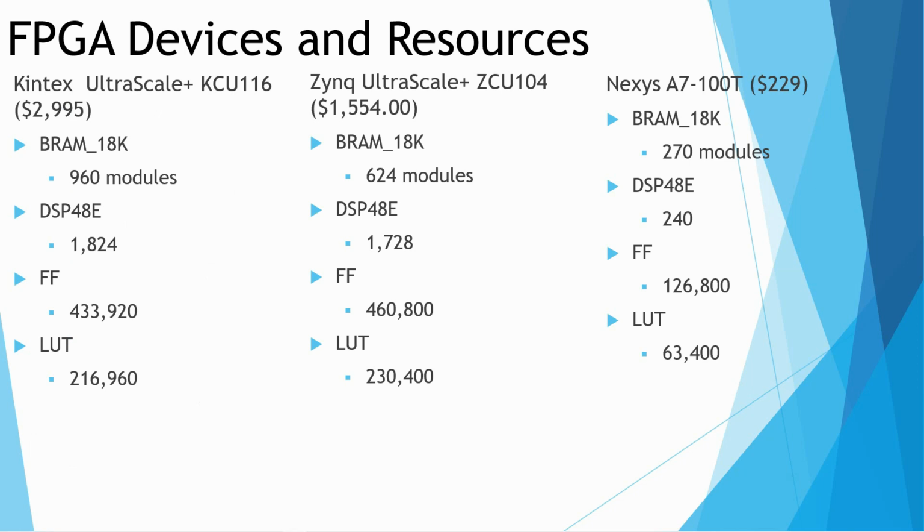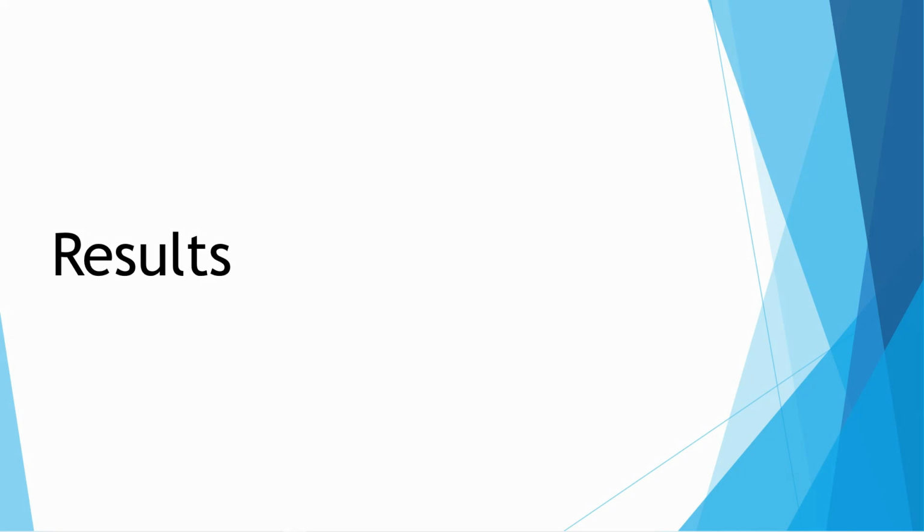Next, we have the FPGA devices and resources of each device. We used a high-end Kintex UltraScale Plus KCU116 at $2,995, a Zynq UltraScale Plus ZCU104 at $1,554, and a Nexys A7-100T at the low end at $229. And these are the different resources that they use for our processes.